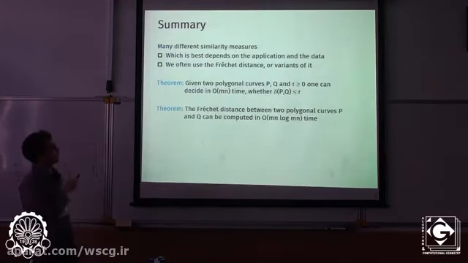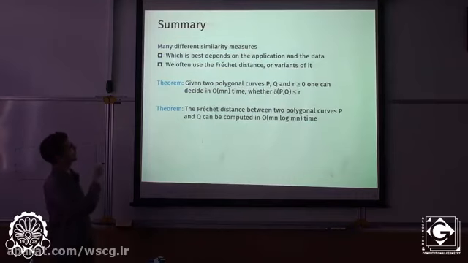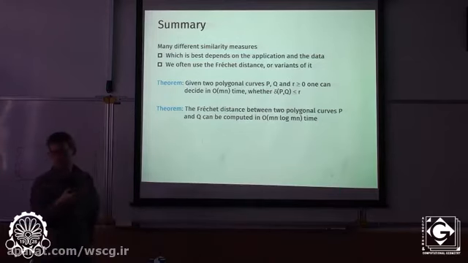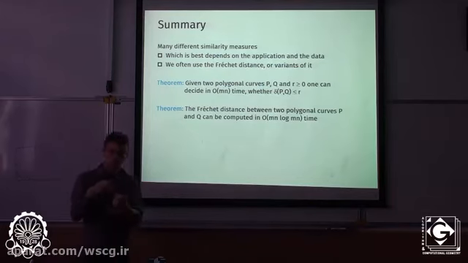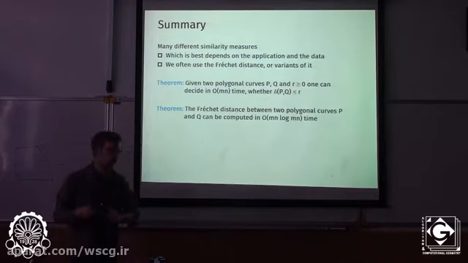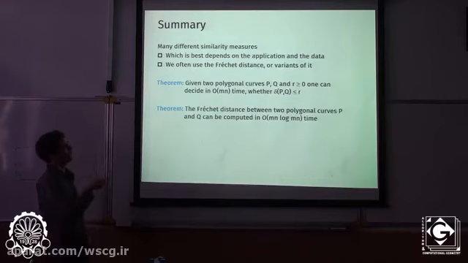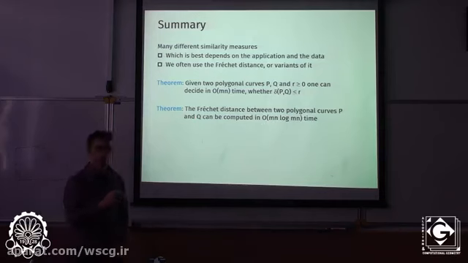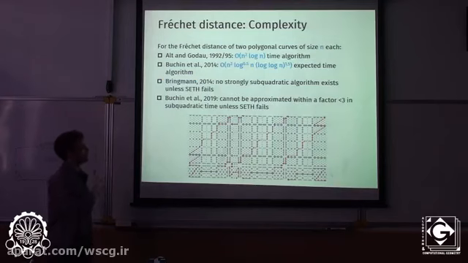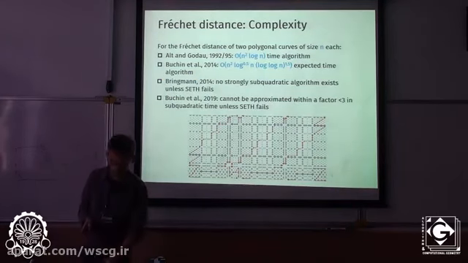Okay, so what we have so far is, I talked about various similarity measures, of which the best one might depend on the application, but the Fréchet distance is very useful, in particular because of two properties. It is a metric, and it takes the continuous curves into account and not only the data points. And I showed you this algorithm that runs in order mn log mn time. Let me give you some more results on the complexity of computing the Fréchet distance.